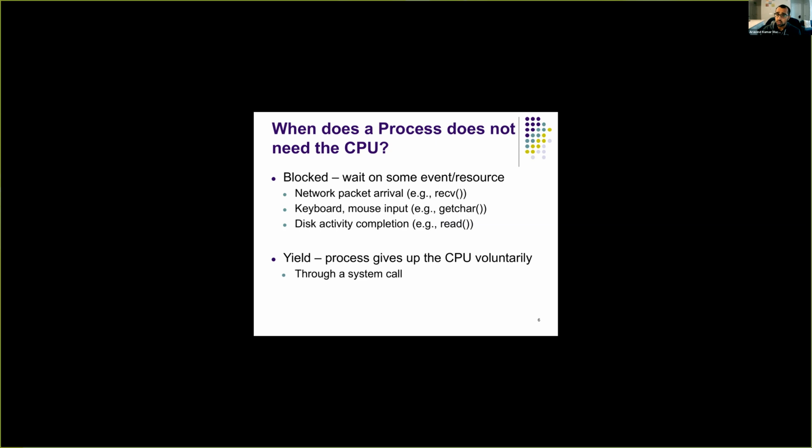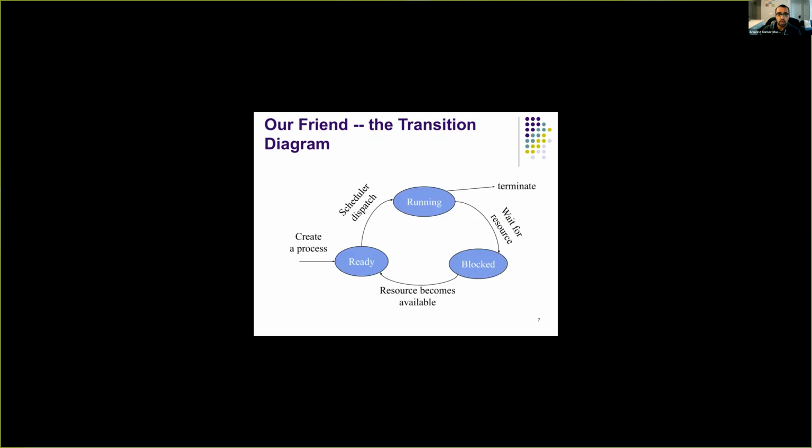So this is how we know that the process doesn't need CPU. And let's look back to our friendly transition diagram of a process, when the process goes through various states. We know that the scheduling decision happens when the process is running, right? So when the scheduler kicks in, it actually pauses the running process, takes another process, and runs it.